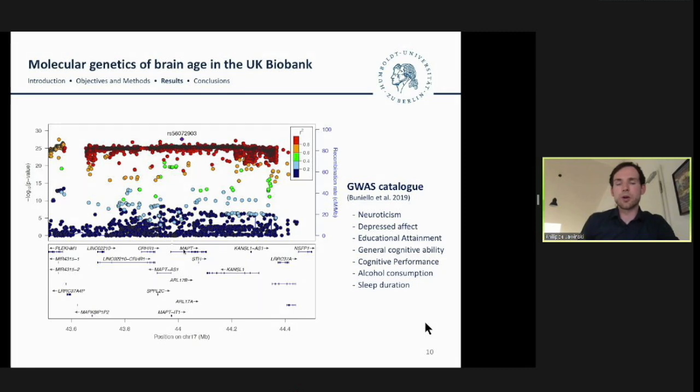This gene encodes the microtubule-associated protein tau, and the tau protein has been implicated in several neurodegenerative diseases, with Alzheimer's disease probably being the most popular one. SNPs in strong linkage have also been found genome-wide significant for other traits, for example, neuroticism, educational attainment, cognitive performance, and so on and so forth. So this is a very plausible finding that we have here, and our results provide further evidence for a pivotal role of this locus in human complex behavior.